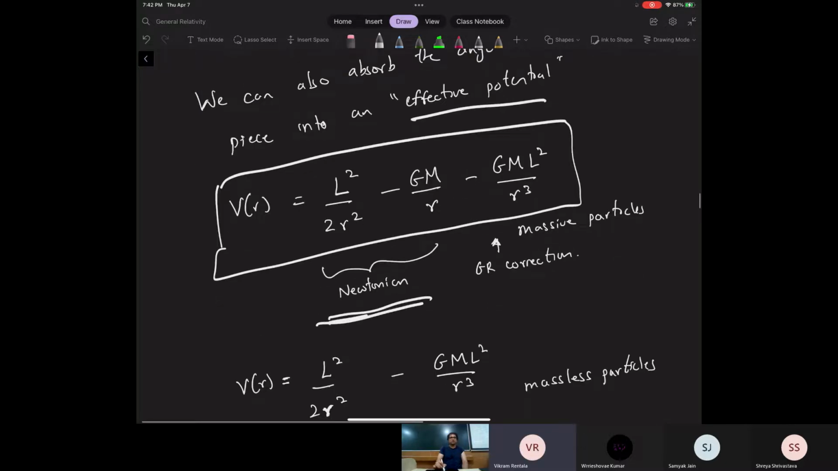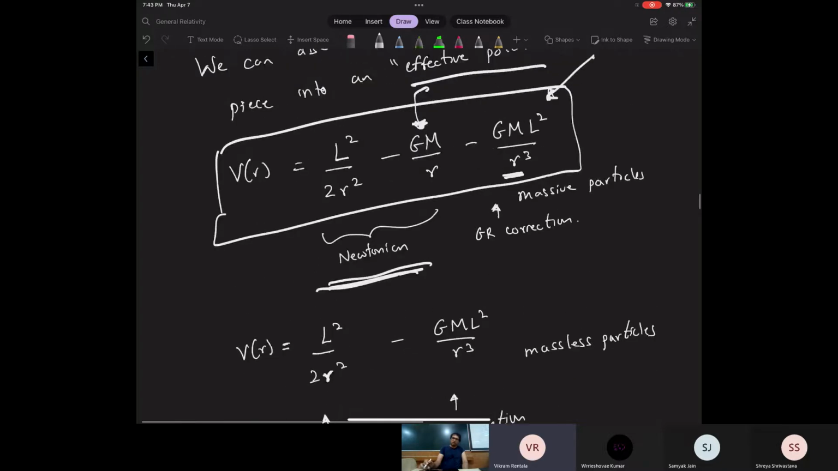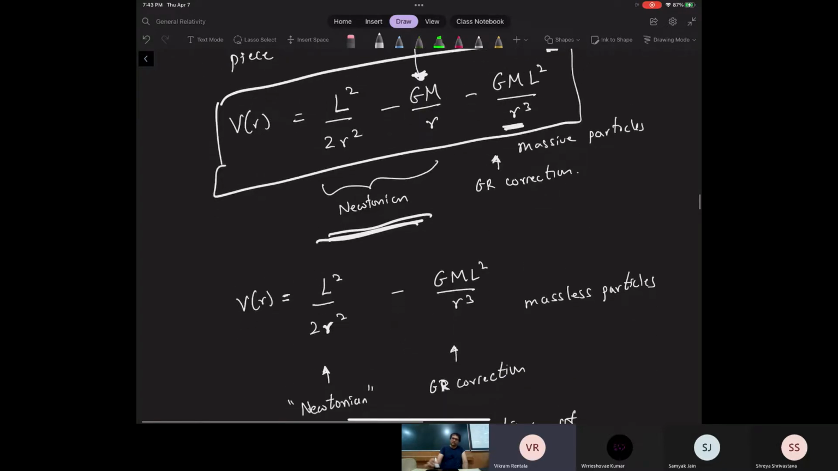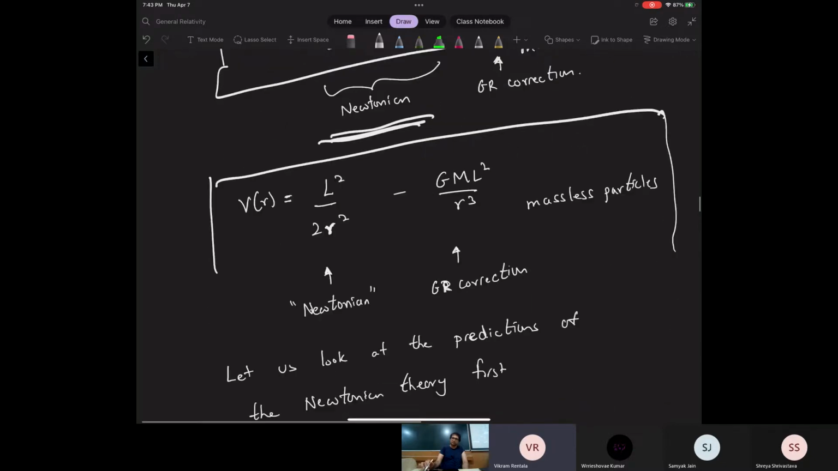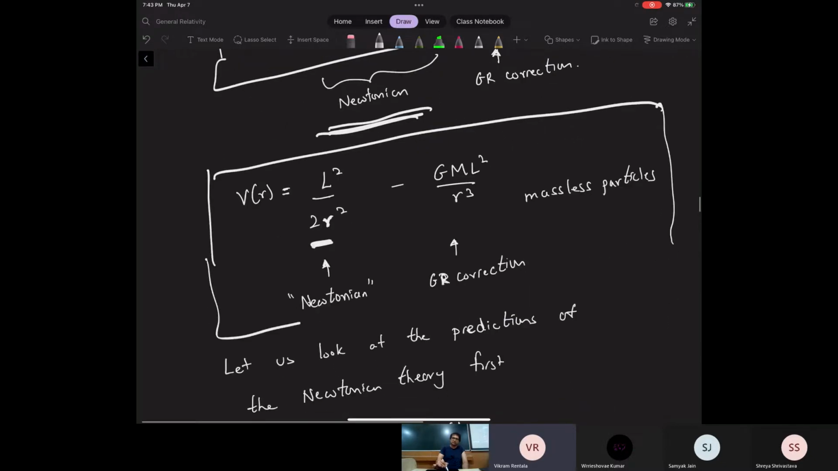This part is there also in Newtonian gravity. This part is new. Okay, this is for massive particles. For massless particles, this term doesn't exist. This minus GM by r part is not there. And this part is the GR correction, minus GM L squared by r cubed. So for massless particles, it's the same thing without the minus GM by r. This is the Newtonian part, and this is the GR correction.